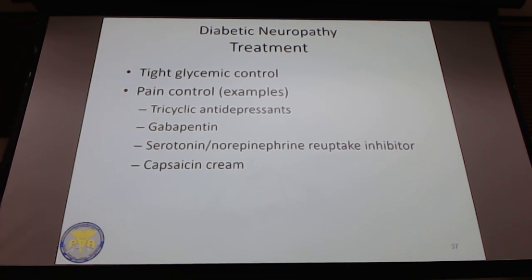There's pain medications, so TCAs, gabapentin, SSRIs, SNRIs, capsaicin cream. Anybody know what capsaicin cream is? It's peppers. There's 2 peppers in it. It's slipping my mind. Doesn't matter, someone will have to look it up. But it has the Scoville unit of a habanero, right?